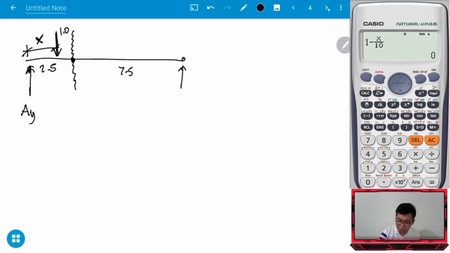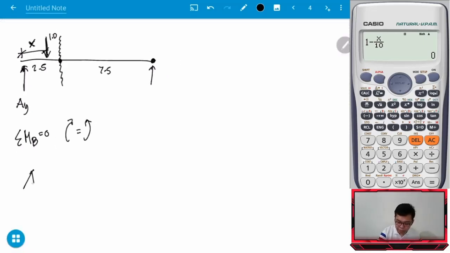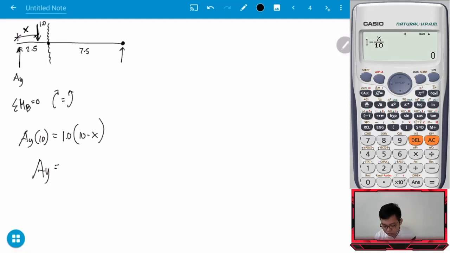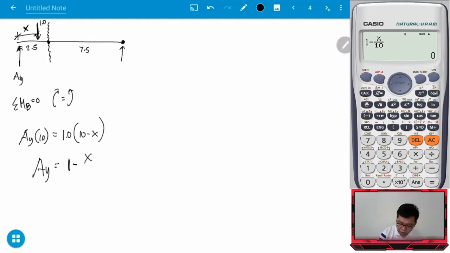So, anyway, I'll try to sum up moments dito sa B. Summation of moments at B is equal to 0. Clockwise is equals counterclockwise. So, ano yung clockwise moments natin? We have AY times 10. Okay? That must be equal to the counterclockwise moments na 1.0, times, I think same to sa kanina, na sinolve natin, 10 minus x. So AY is actually equal to 1 minus x over 10.